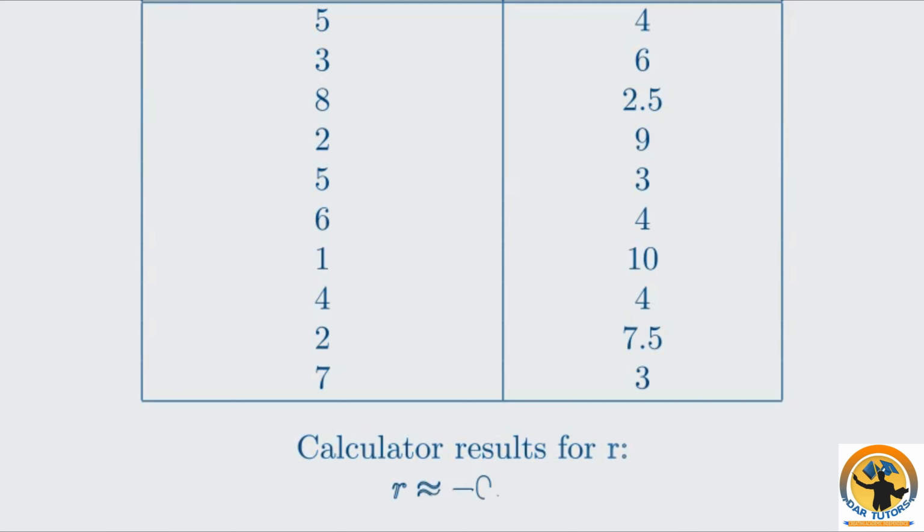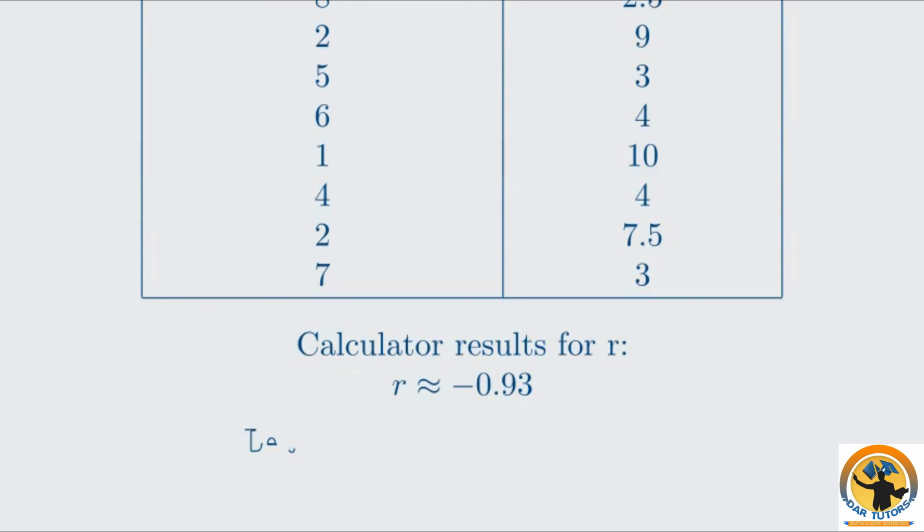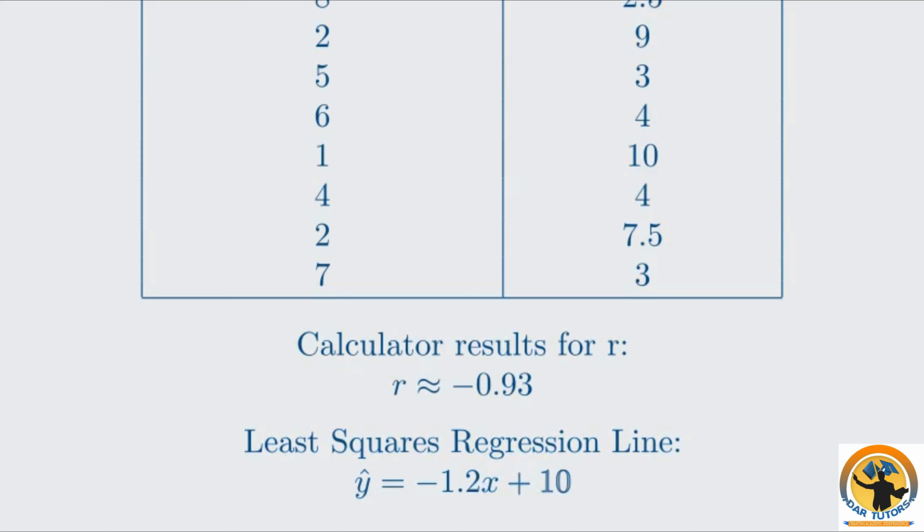As the number of workers increases, the time to complete the job decreases. Since the correlation is very strong and linear, we can find the least squares regression line. The calculator gives us the equation y hat equals 1.2x plus 10. This is our model for the relationship. Now let's use this line to make a prediction.